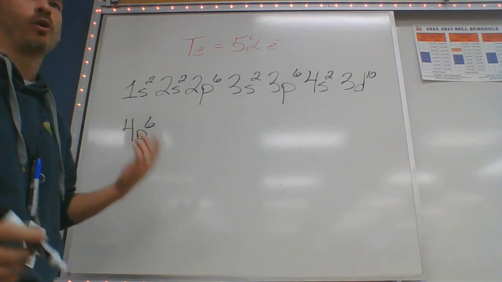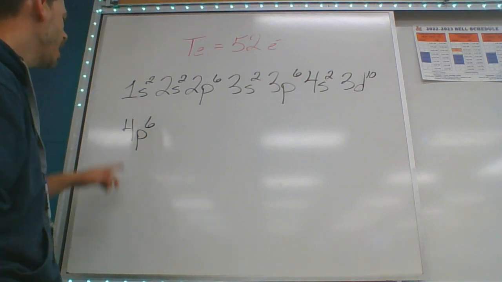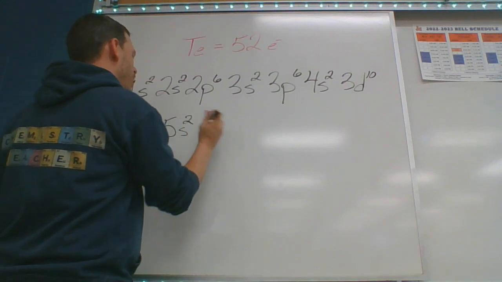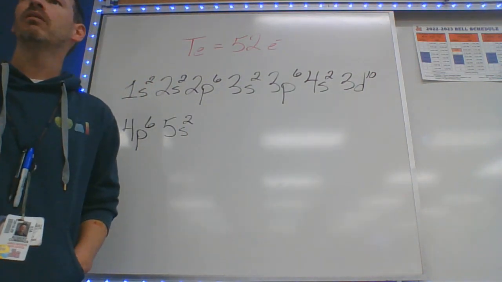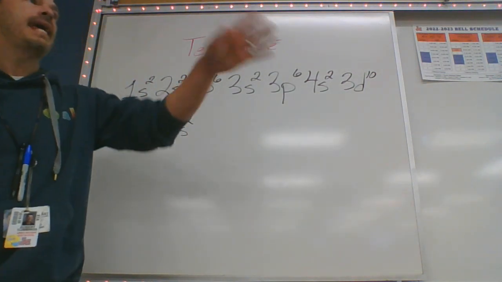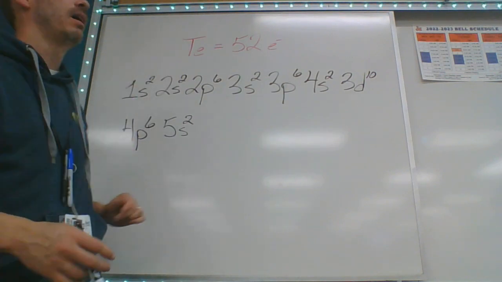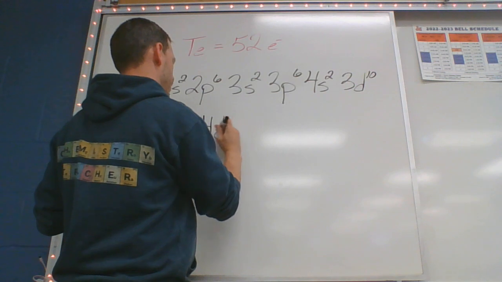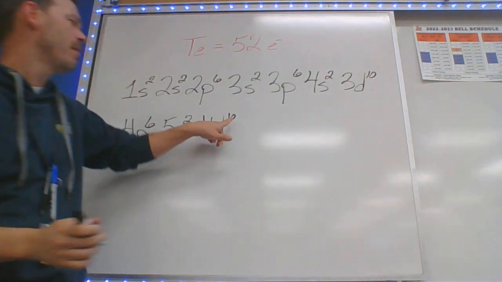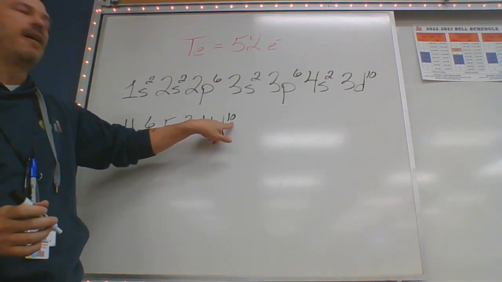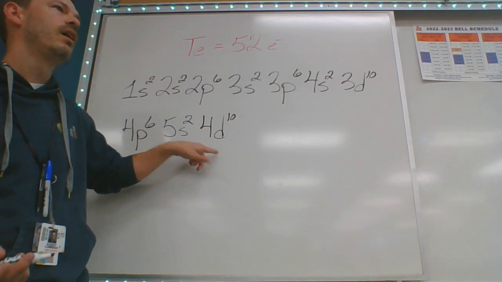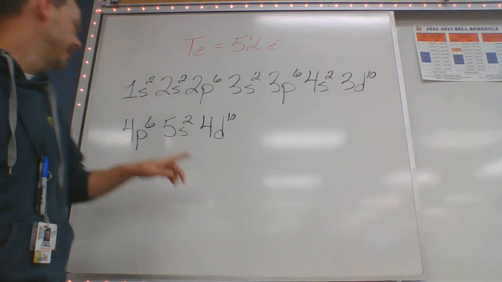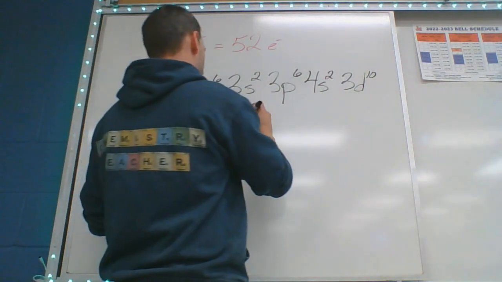6 squares, 3 orbitals, 2 electrons each. After 4p comes 5s2, and then boom, we hit tellurium's block. Oh, no, we don't. 4d10, there's 10 squares there, 5 orbitals times 2. Got ahead of myself. Tellurium's block is 5p.